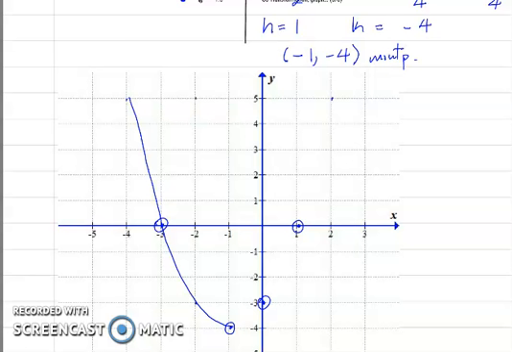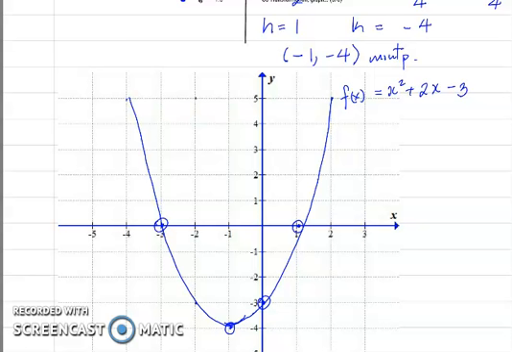Let's sketch the other half of the curve. All right, so that's the next half of the curve. Not exactly perfect, but we'll have to do for now. So this is the graph of f of x is equal to x squared plus 2x minus 3.